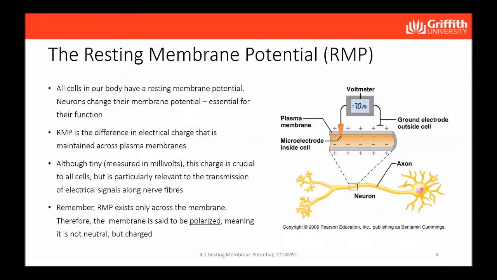One of the most important points to remember here is that the resting membrane potential exists only across the plasma membrane. Therefore, the plasma membrane is said to be polarized, meaning that it is not neutral but charged. However, the rest of the solutions, both inside and outside the cell, are electrically neutral.